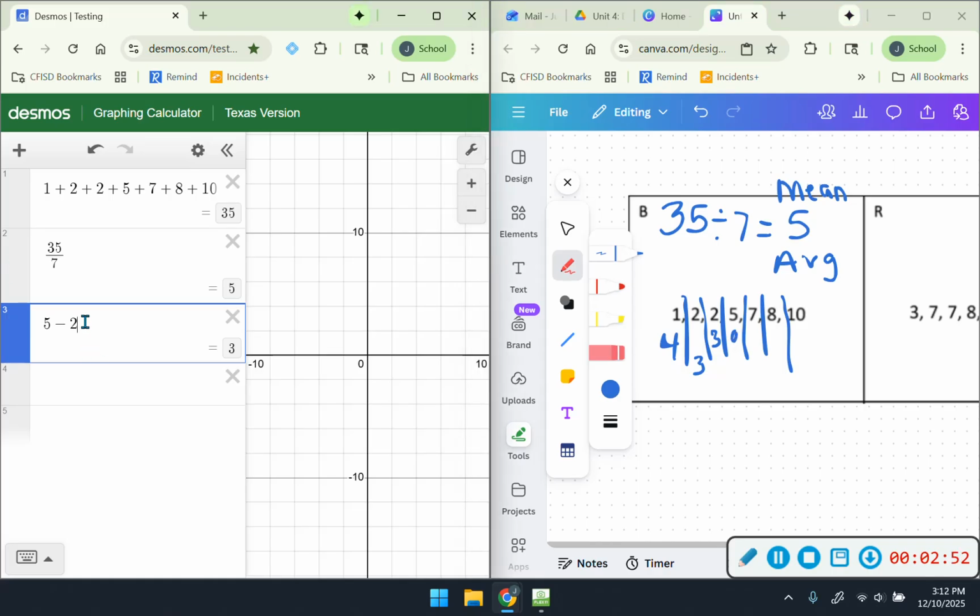Now watch what happens. Say if I put 5 minus 7 in here. Gets me a negative 2. I'm not going to include that negative. I'm just going to write the positive, which is 2. So then now I have 5 minus 8. That's 3. And then 5 minus 10 should be 5.